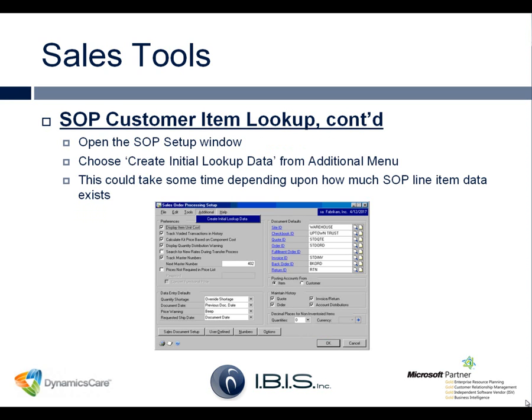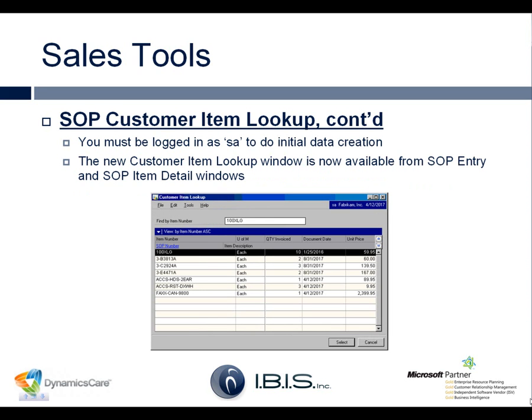Then we can go into the SOP setup window, and underneath the additional menu, now create initial lookup data. And depending on how much line item data exists, it could take a little bit of time. And so this process just creates the data. Okay, and you have to be logged in as SA for that one. And then the new customer item lookup window is available from the SOP entry and SOP item detail windows. And so this is a screenshot of the additional data that's available.